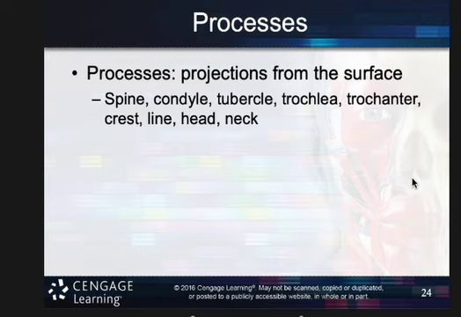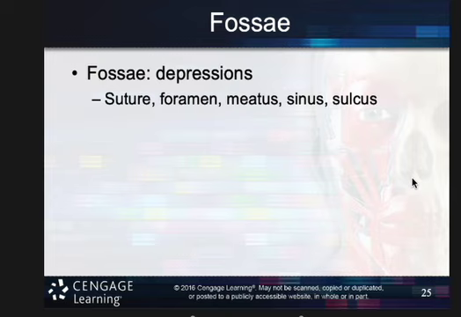A line is a ridge on an internal surface of a bone. A head is an end of a bone, right? That's usually found at the end of the epiphysis. And then the neck is going to join the head to the rest of the long bone. Fossae are depressions. Other features include sutures, which are puzzle piece-like interconnections between bones that are usually held together by fibrous connective tissue and don't move.